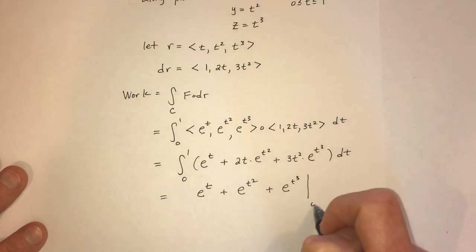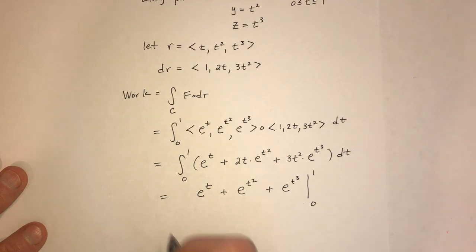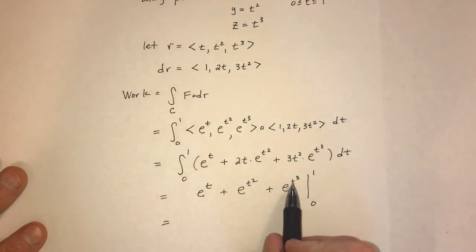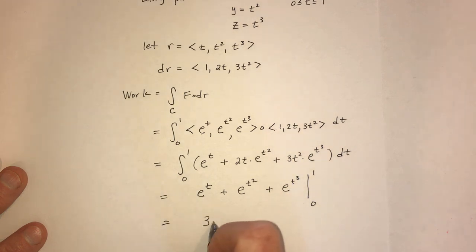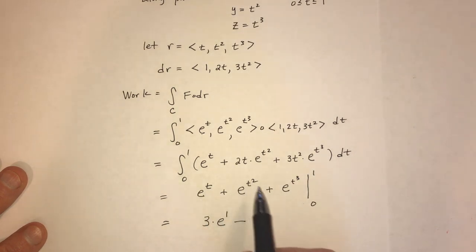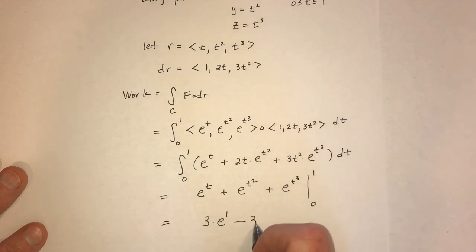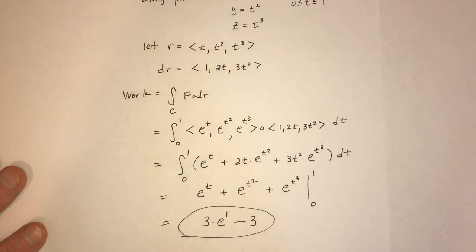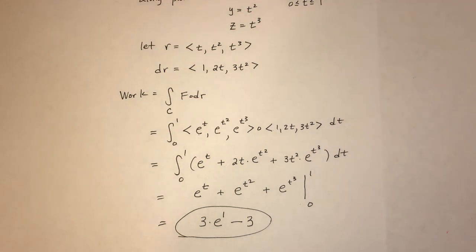And then evaluate from 0 to 1. So this would be e to the 1, e to the 1, e to the 1. So we have 3 of them that are e to the 1. Minus, when you substitute the 0, e to the 0 is a 1, plus another 1, plus another 1. So the final answer is, you got 3 e's minus 3.